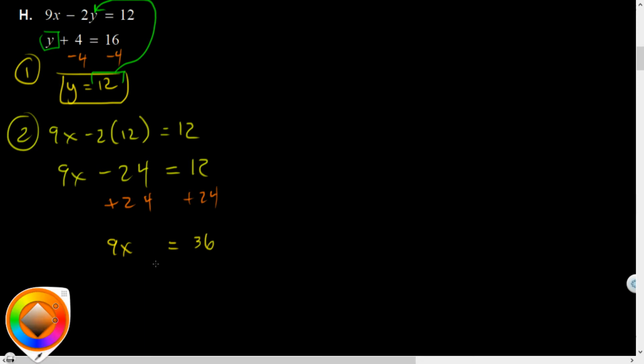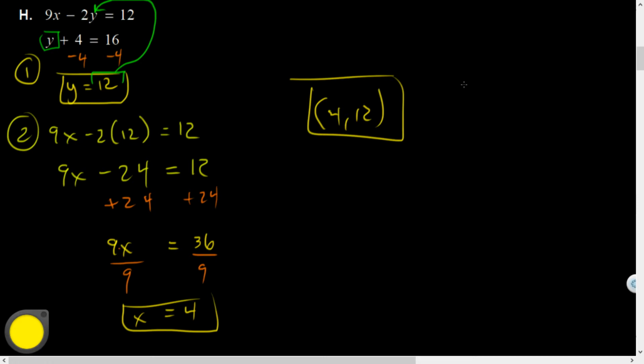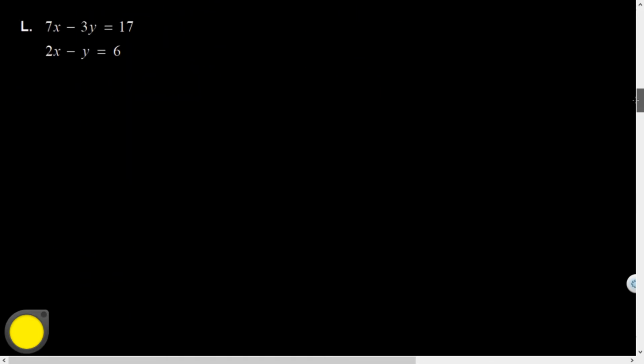How do I get rid of that 9? Yeah, the inverse of multiplication is division. And so I get x equals 4. So my solution is 4 comma 12. All right? Both of the last two problems happen to solve themselves in less than 3 steps. And that happens whenever one of our equations only had one kind of variable. But that's fine. Let's see, last problem I'm going to do today.